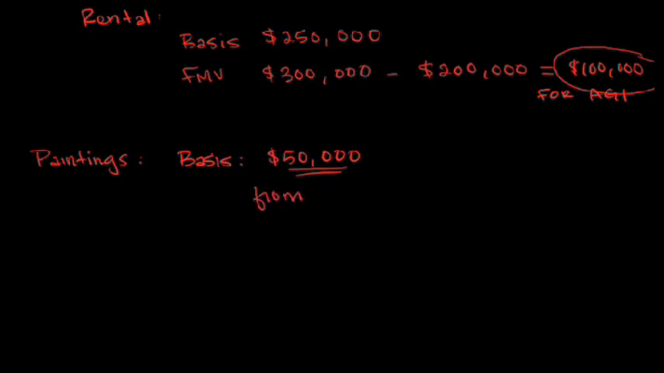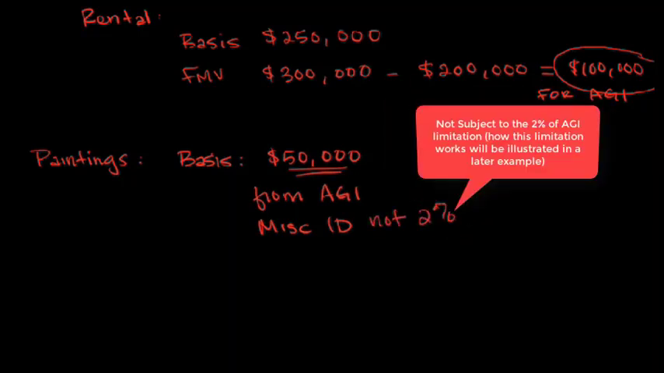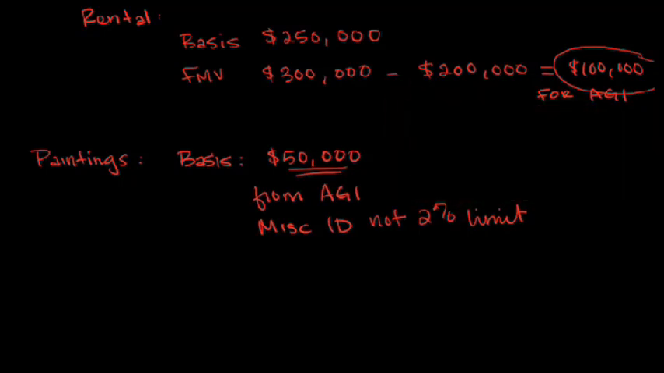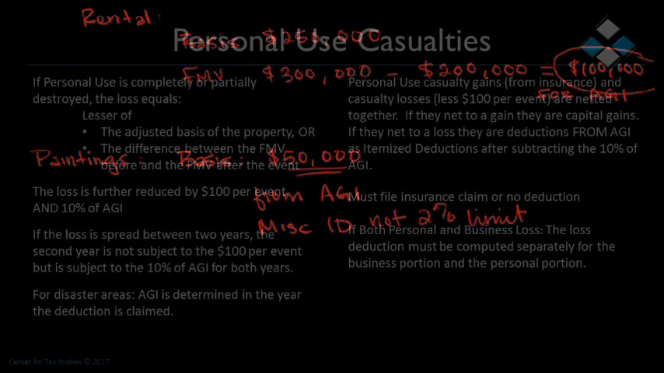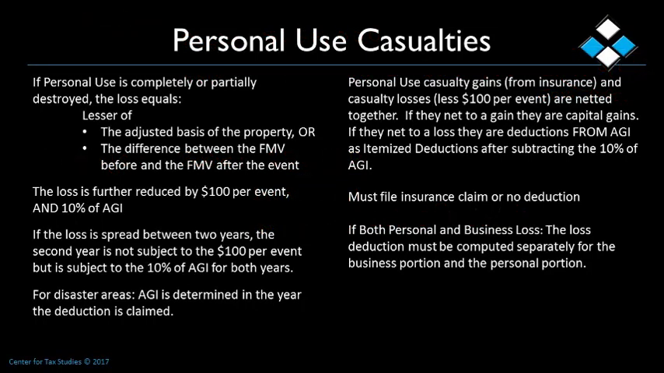This is a from AGI deduction, and it is a miscellaneous itemized deduction not subject to the 2% limitation. So that's at least a nice little added bonus there. All right. So now let's go over personal use casualties.